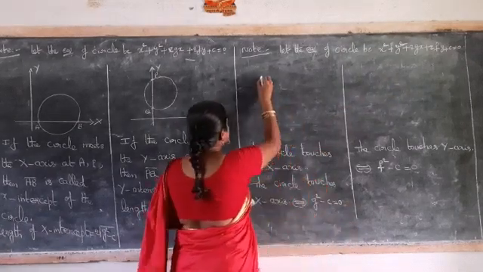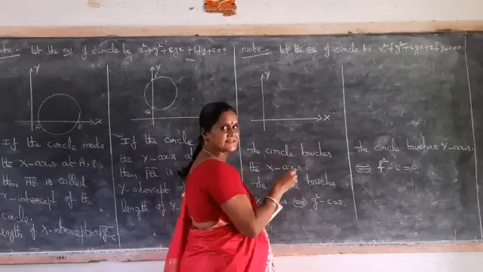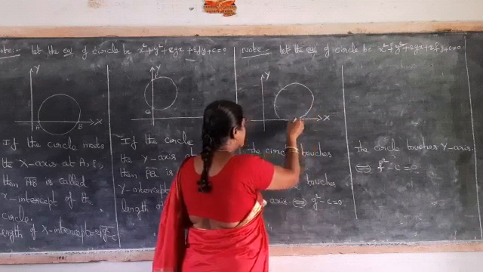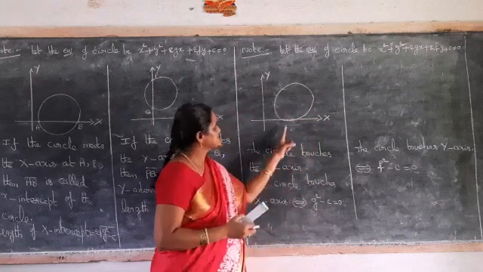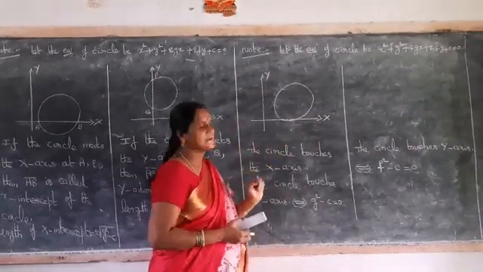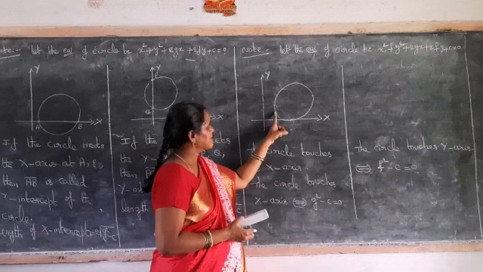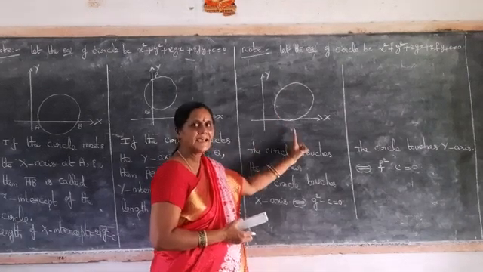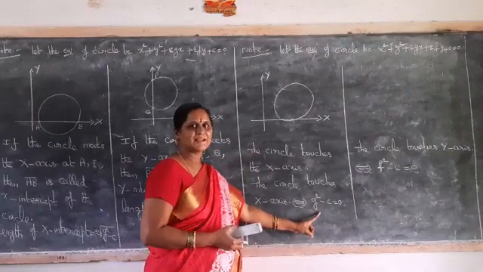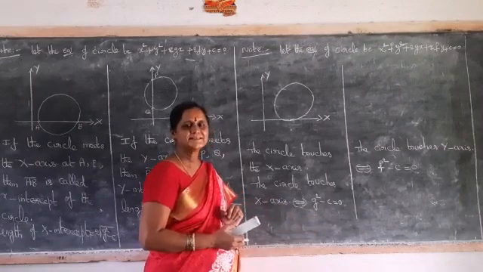Now, here I consider one picture. Suppose that this is x-axis, this is y-axis. Here I consider a circle like so. How is this circle? This circle touches x-axis. So, for touching, the formula for the circle to touch the x-axis is g square minus c is equal to 0.